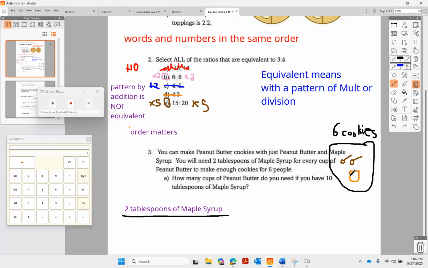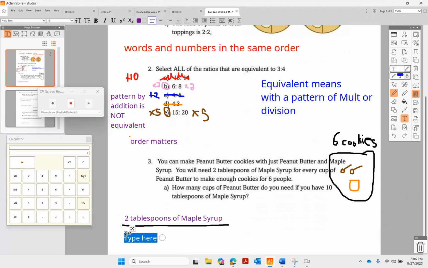My recipe is 2 tablespoons of maple syrup, 1 cup of peanut butter. So I'm going to go back over here, and I'm going to type 1 cup of peanut butter. Okay? So your teachers may do it different ways. This is how I do it.